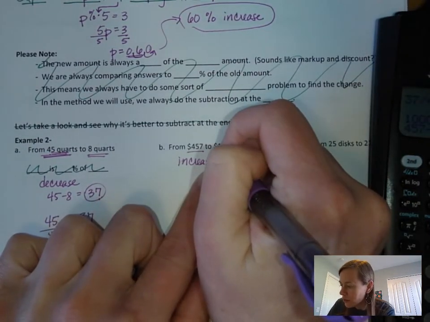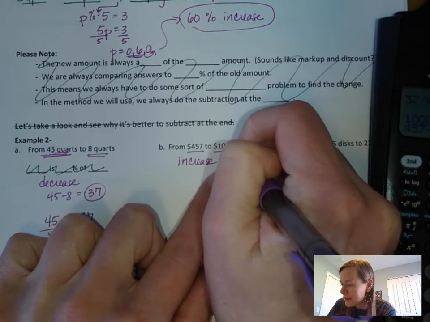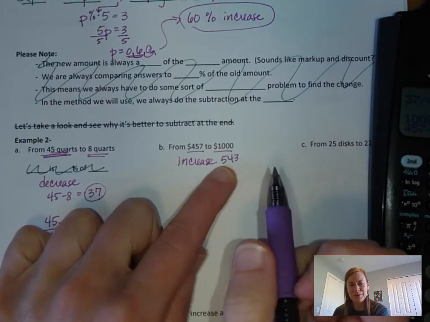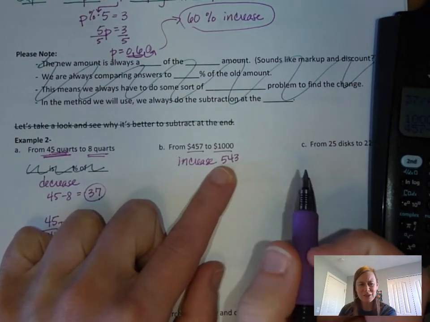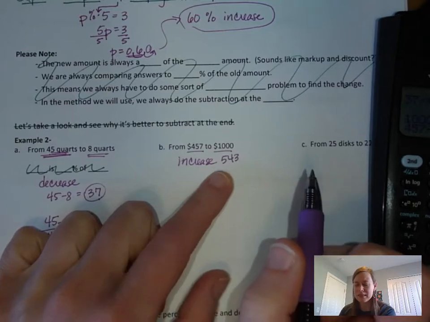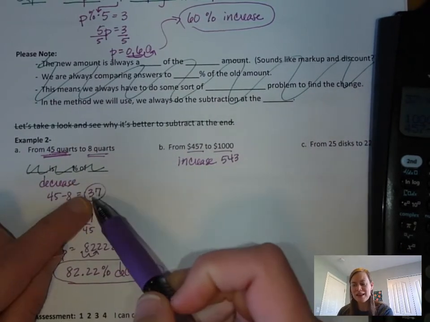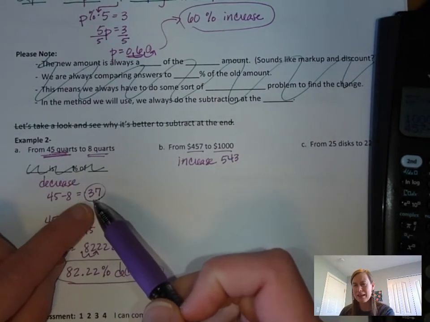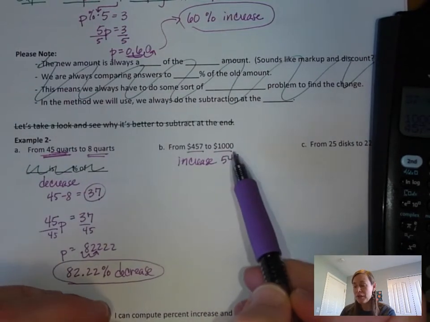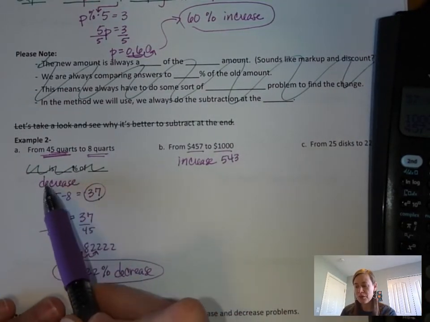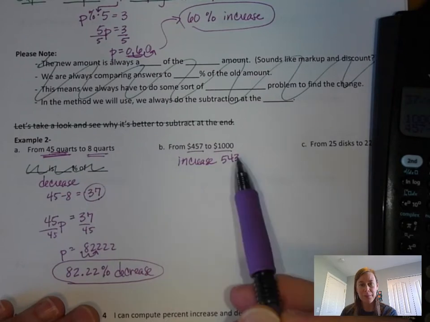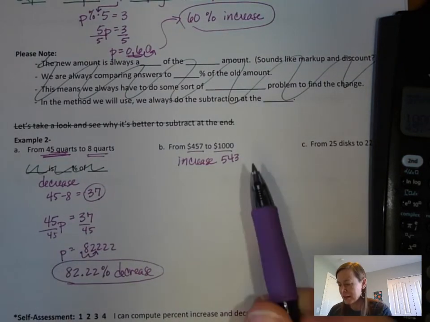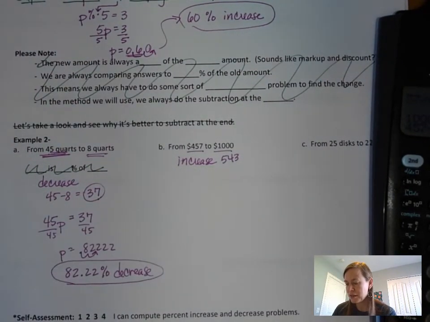What you don't want to do is say increase negative 543, because that would really kind of mean a decrease. You know what I mean? It just doesn't make sense. And if you were to decrease a negative 37, that would kind of mean an increase. So don't put any negatives on these numbers when you're using the words increase and decrease, okay? Awesome. All right, so you have an increase of 543.